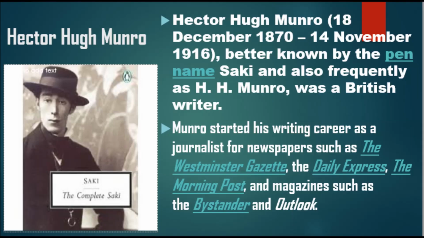So before we get into the lesson, as usual, let's have a small peek into the life of the author of this lesson. Hector Hugh Munro, better known by the pen name Saki, was known as H. H. Munro. He was a British writer who was very witty, mischievous, and has written many short stories. Apart from being a writer, he has also served in the British Army. Besides writing short stories, he has written full-length plays as well. So now let's get into the lesson.